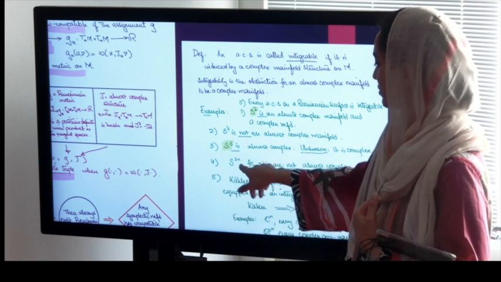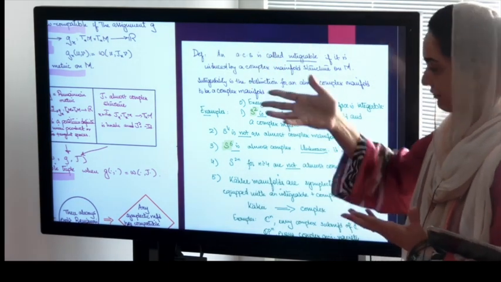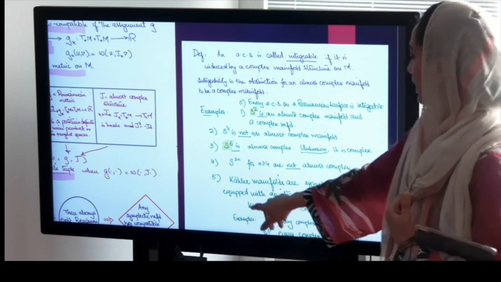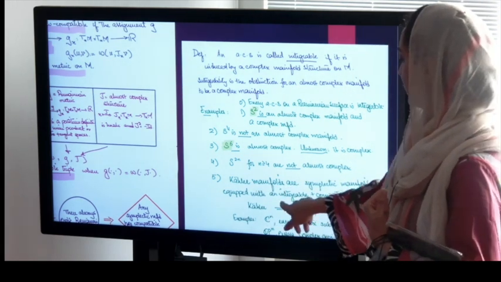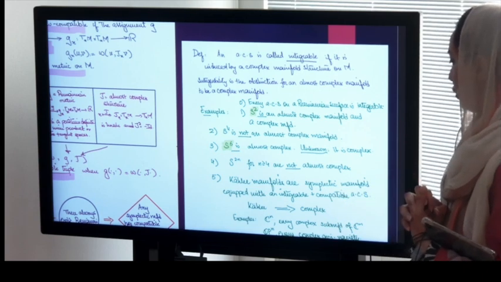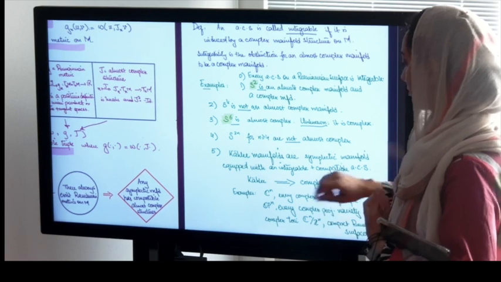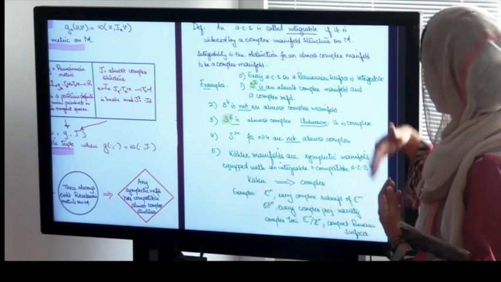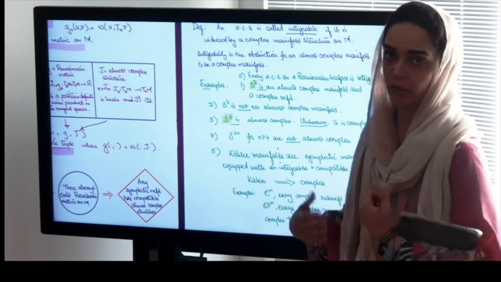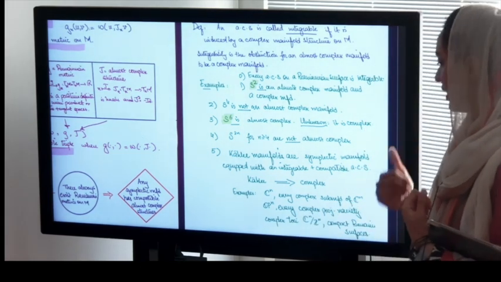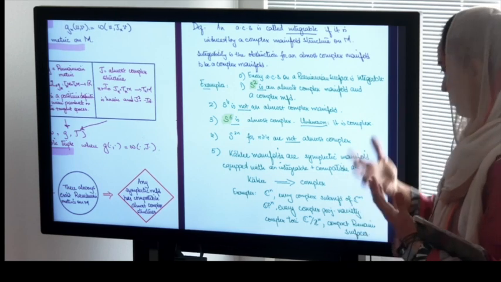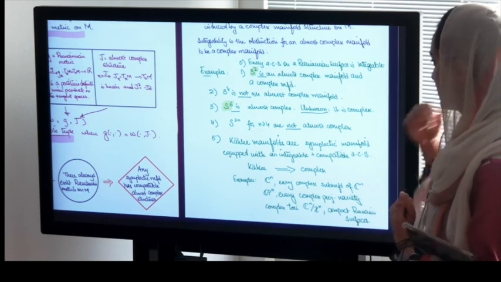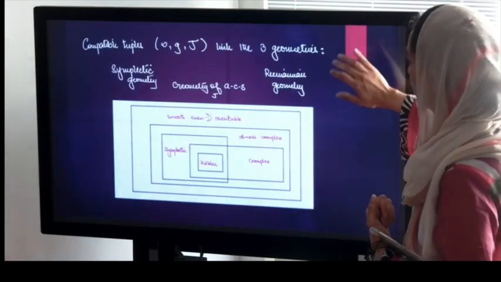S2n, so even dimensional spheres, for n greater than or equal to 4, which means S8 and higher, are not almost complex. In this context, everything is even dimensional. And Kähler manifolds are symplectic manifolds equipped with an integrable plus compatible almost complex structure. So this means that Kähler manifolds are also complex. Very familiar examples of Kähler manifolds are Cn, every complex submanifold of Cn, CPn, the complex projective space, and every complex projective variety, which is embedded inside, or is a subspace of, CPn. Complex tori, compact Riemann surfaces, and so on and so forth. Lots of familiar examples.